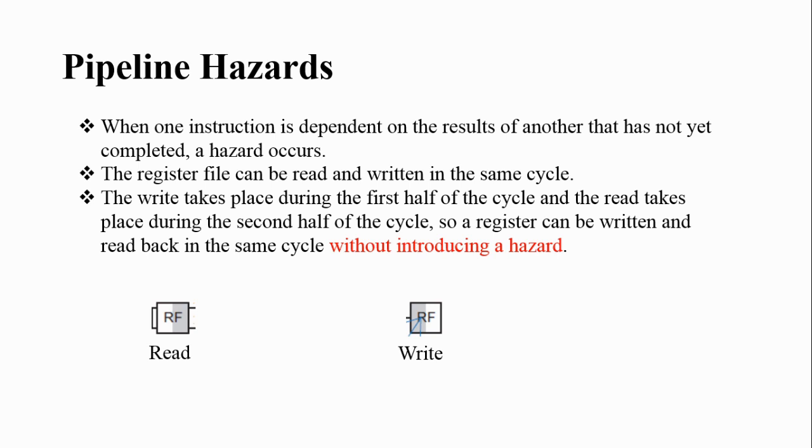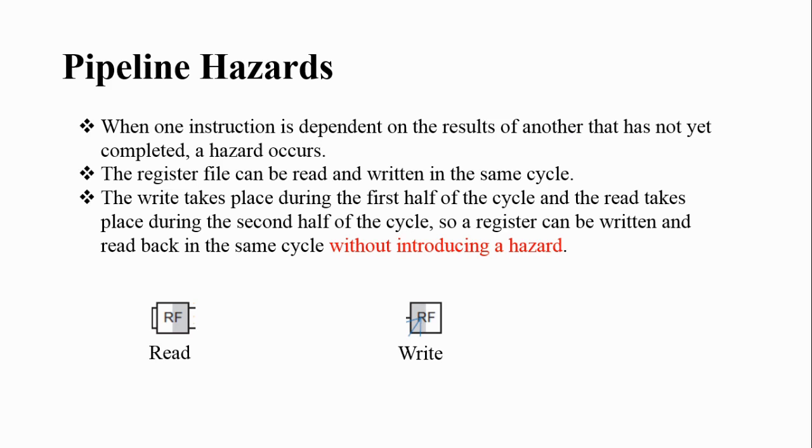In this lecture, we are going to deal with pipeline hazards. So what do you mean by pipeline hazard? When one instruction is dependent on the result of another instruction that is not yet completed, then a hazard occurs.